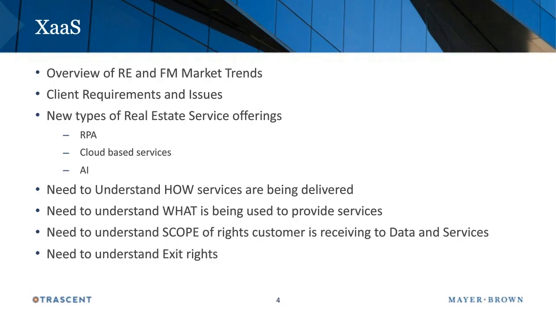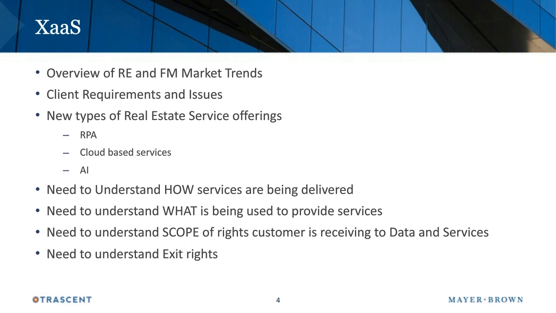So let's focus on the third bullet point, new types of real estate service offerings. They have been out there for a while, but for purposes of this conversation, RPA, robotic process automation, there's cloud-based services, AI. So with robotic process automation, to start there, we're just talking about taking repetitive tasks that are done by a person and automating those tasks through software. And there are a lot of providers out there doing that today, but there are a lot of questions we have to ask ourselves about that type of solution if that's something that you're interested in.